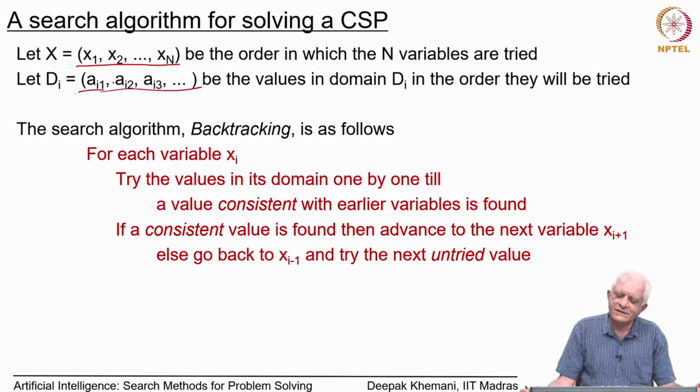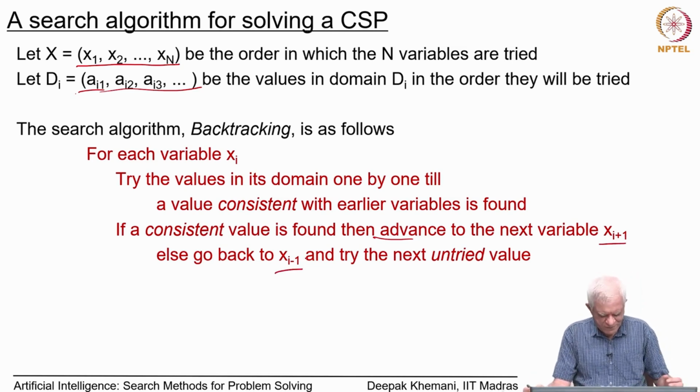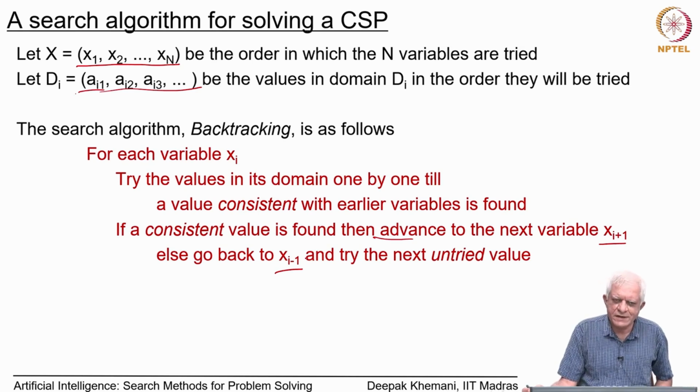What do we mean by consistent? The value for the variable xi and all the previous variables together are consistent, which means they satisfy all the constraints whose scope falls within these variables. If a consistent value is found, then advance to the next variable xi plus 1. If it is not found, then go back to xi minus 1 and try the next untried value. That is the basic idea of the backtracking algorithm, and we will look at that in a little bit more detail.